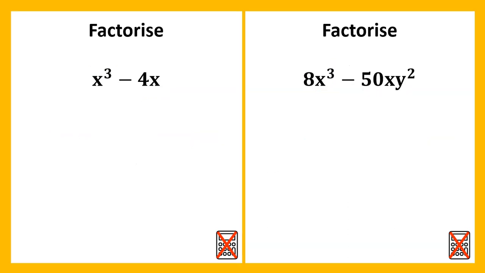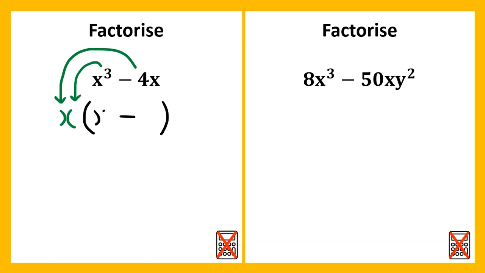On to the intermediate questions with a slight increase in difficulty. Sometimes expressions will factorise into single brackets before you're then able to factorise into double brackets. For example, x cubed minus 4x. Both terms have a factor of x. So taking x outside the bracket will leave me with x squared minus 4 inside the bracket.